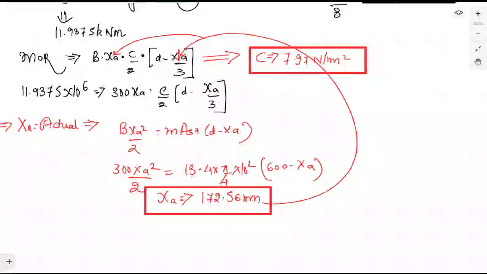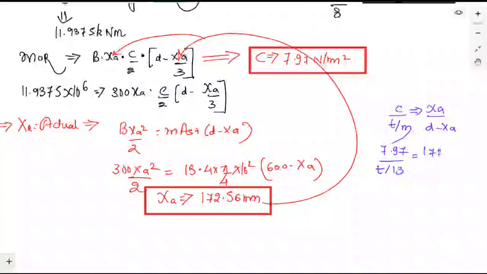For the steel, if you want to calculate, then you can just use the similar triangle. This is C upon, let's say that in the steel the stress is T by m. m is mandatory to be used. This is equal to XA upon D minus XA. All the values are known to you. This is 7.97 divided by T upon 13. This is given to you. XA we have calculated, 172.56 divided by 600 minus 172.56. From here you can calculate the value of T. The stress value you will get is equal to 256.57 Newton per mm square.